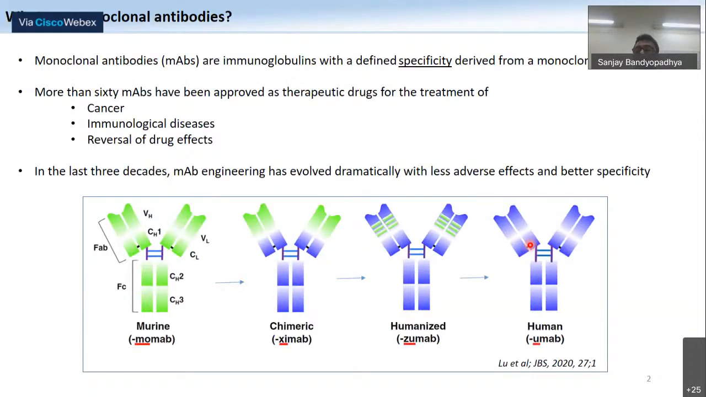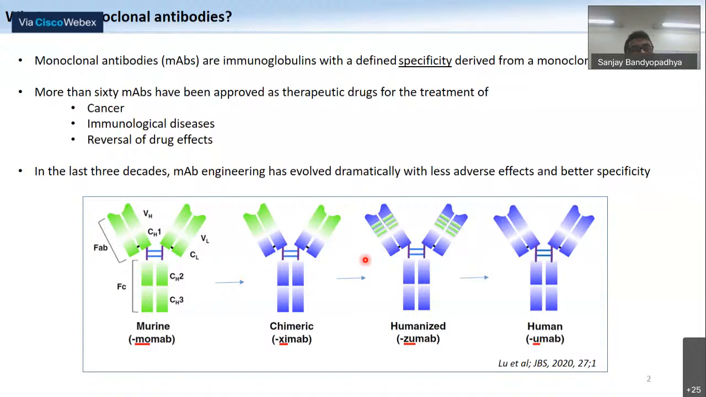This slide tells us what monoclonal antibodies are. They are known as immunoglobulins. What is the specialty of these molecules? They have very defined specificity for a particular antigen, and therefore sometimes we call them magic bullets. They are derived from specific cell lines, which technically we call monoclonal cell lines.